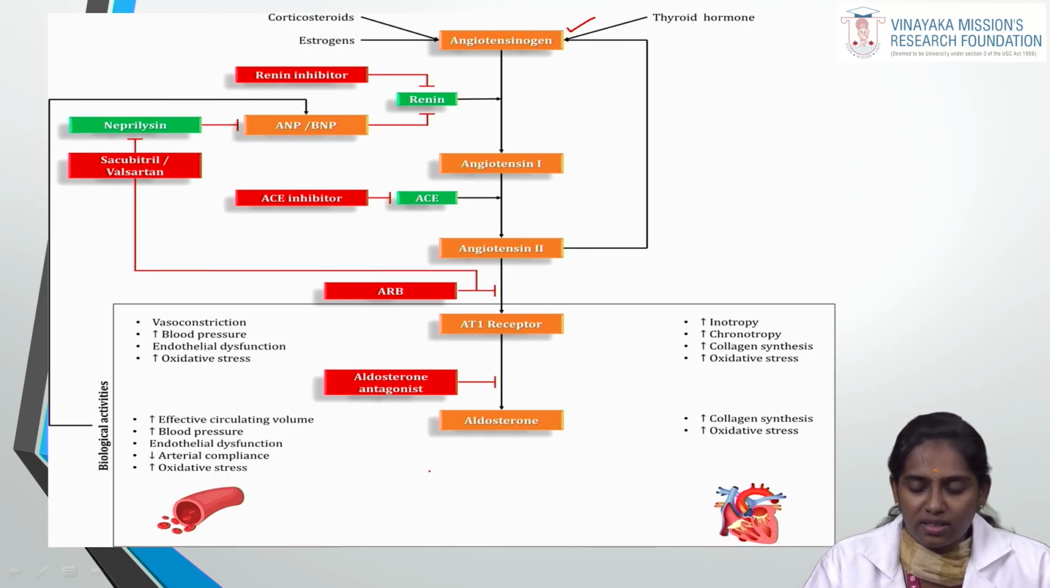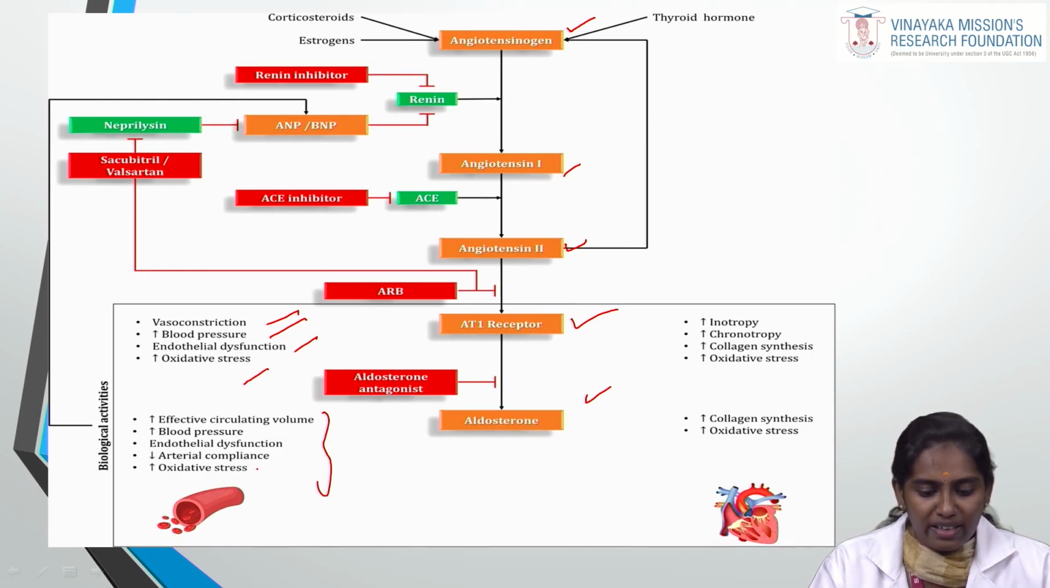So that is secreted by the thyroid hormone, then corticosteroids and estrogens. Then that will lead to the formation of angiotensin 1, that will lead to the formation of angiotensin 2, then AT1 receptor, then aldosterone. So what will happen is, it will lead to vasoconstriction, increase in blood pressure, endothelial dysfunction and increase in oxidative stress.